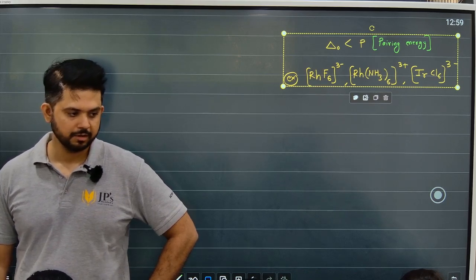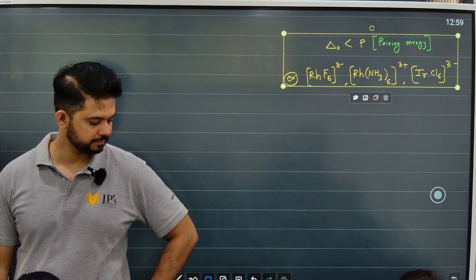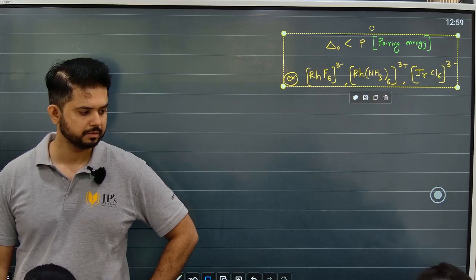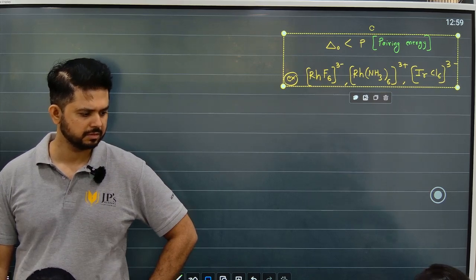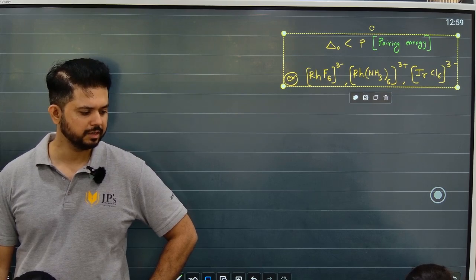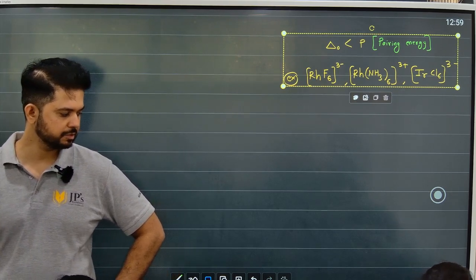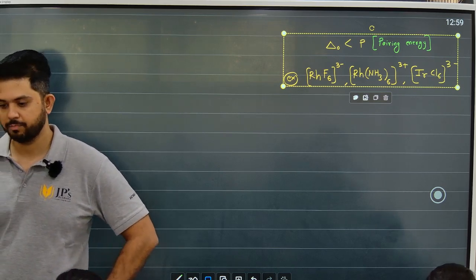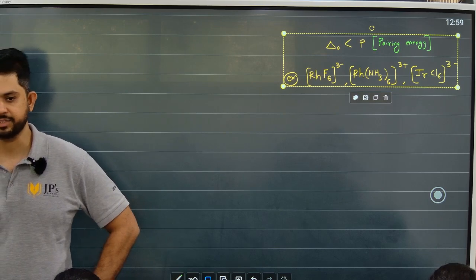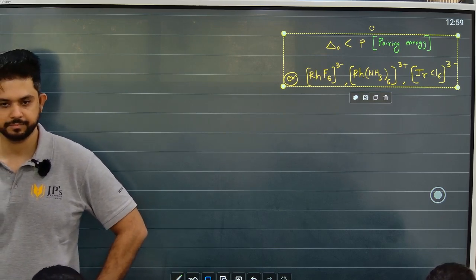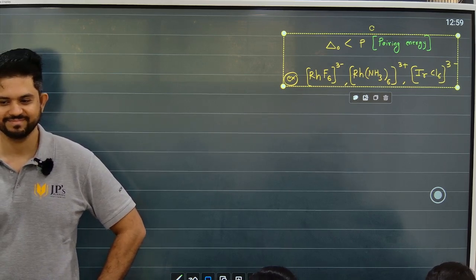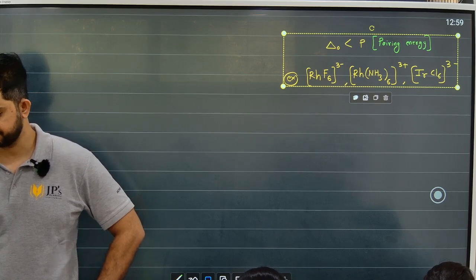First point. Crystal field splitting in tetrahedral complexes, or tetrahedral coordination entities. First point.